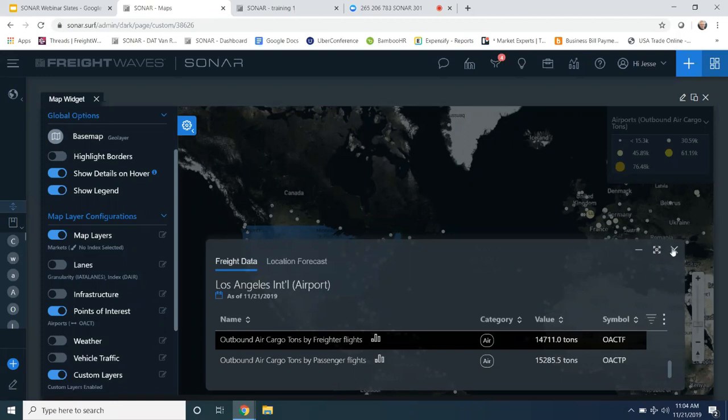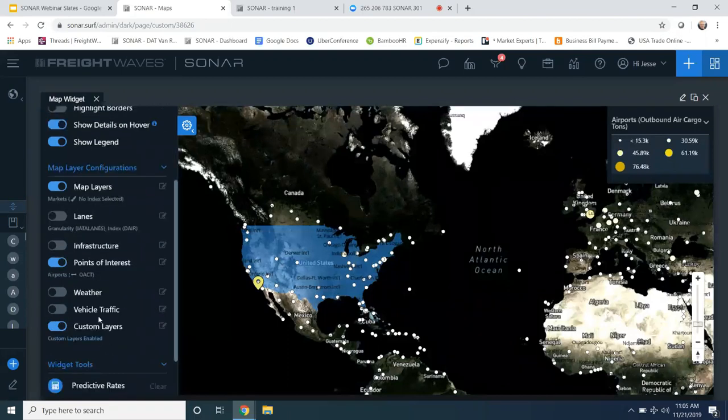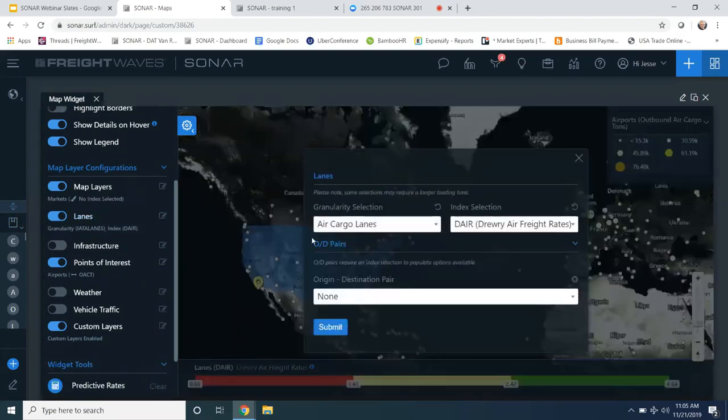So putting that airport information aside, the next metric we're going to look at are lanes. And what we have is the ability to look at our Drewry air freight rates, and I will go into this in a little bit further detail, but what we essentially have is the ability to map about 65 different lanes globally, and show the latest rate information.